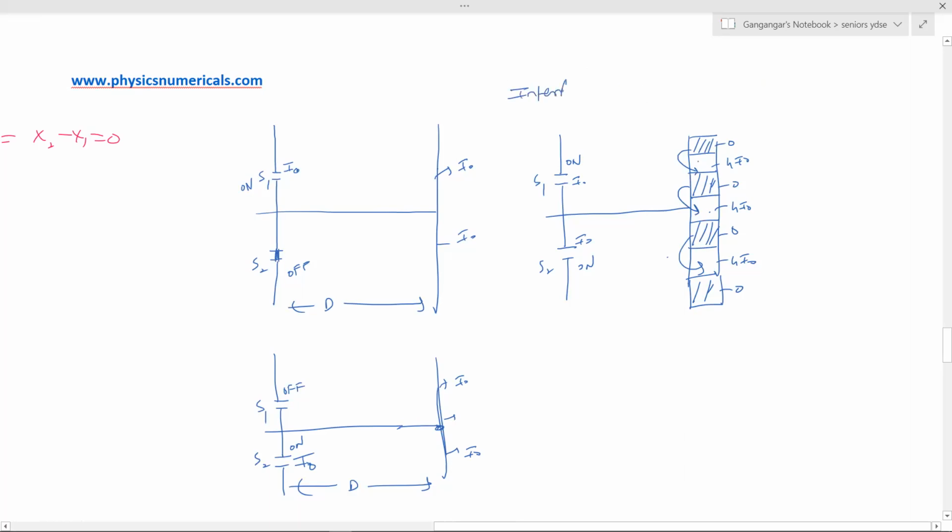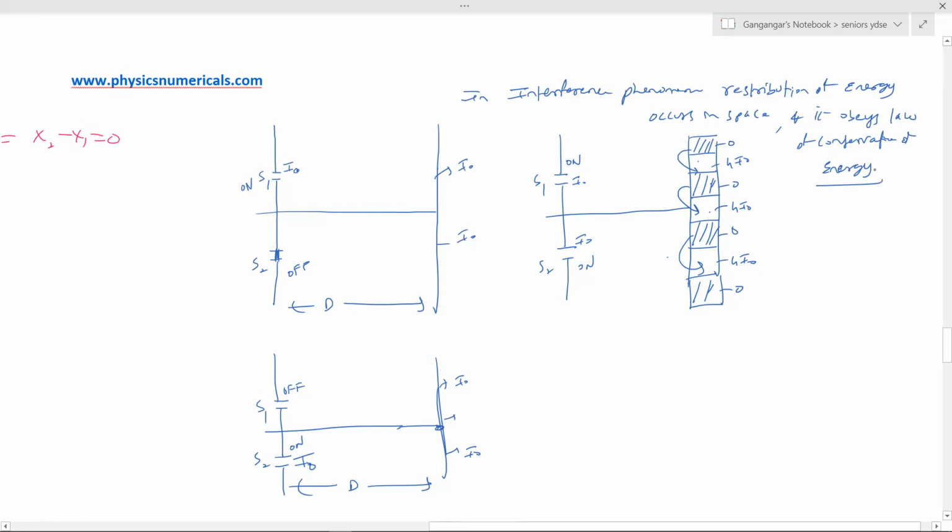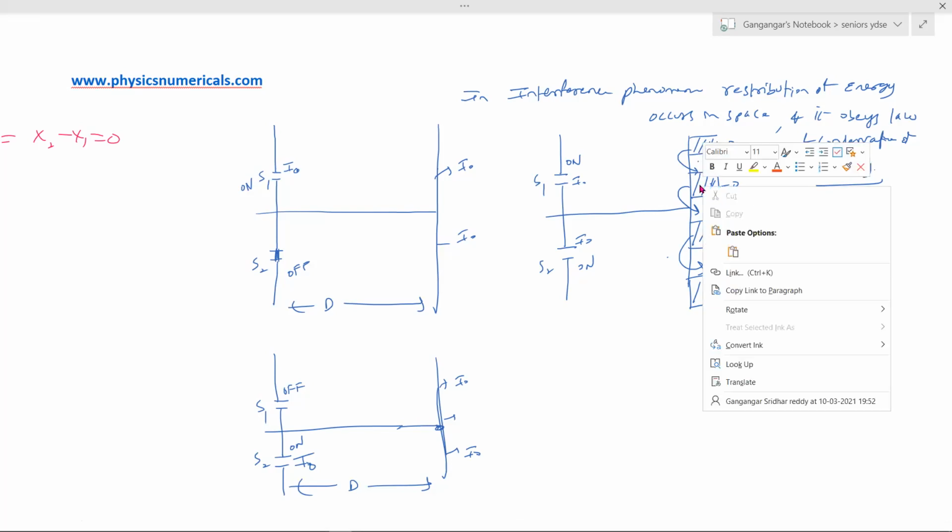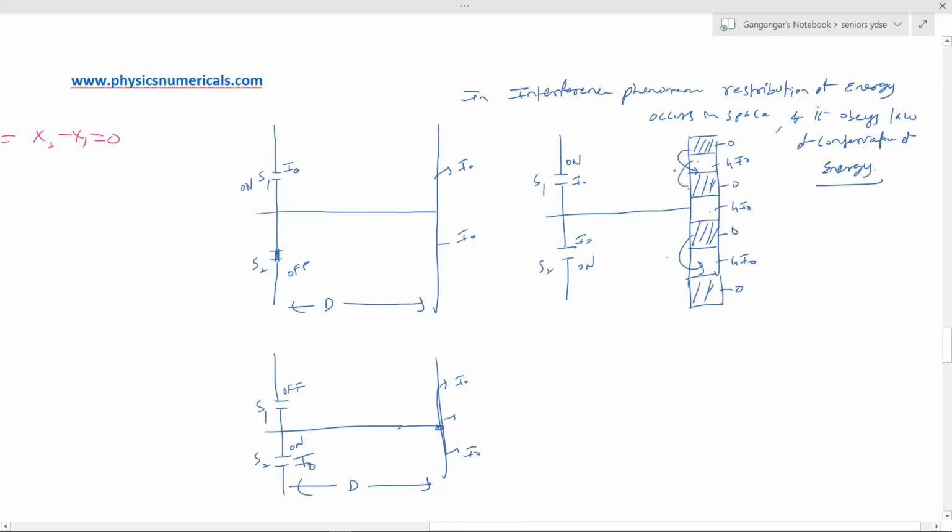So what is the interference phenomenon? In interference phenomena, redistribution of energy occurs in space and it obeys the law of conservation of energy. The energy at the dark band is not destroyed. The energy at the dark band is taken and given to the bright band. Similarly, the energy of the dark band is given to the bright band. In this way, redistribution of energy takes place in the space surrounding the coherent point sources.